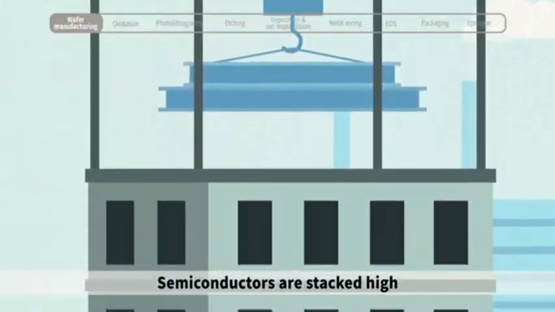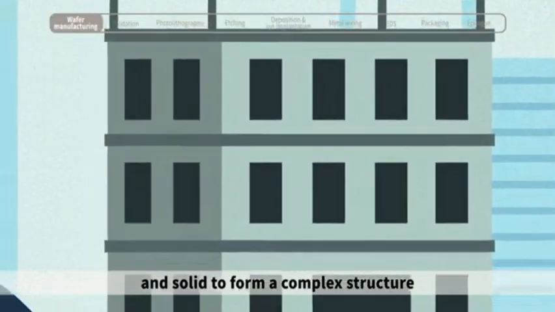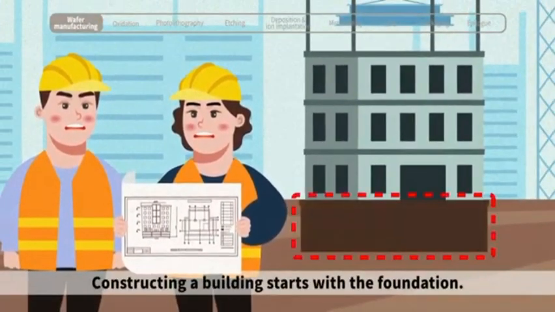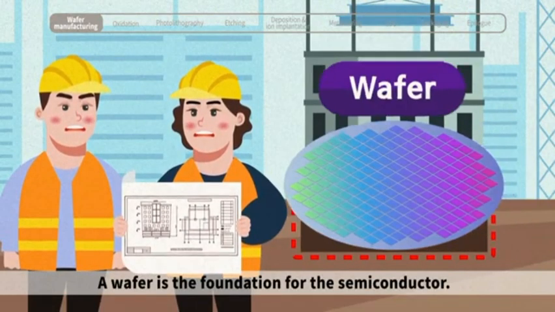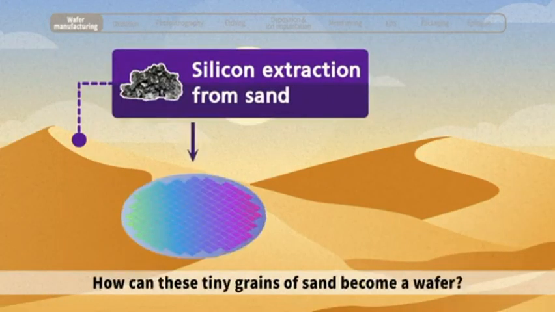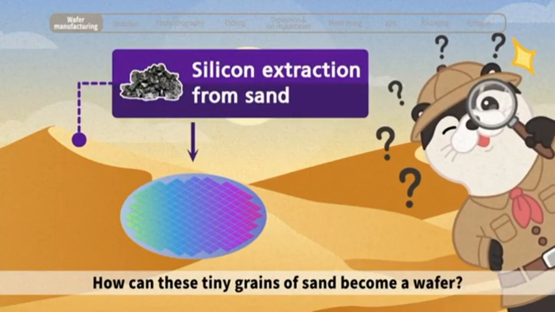Semiconductors are stacked high and solid to form a complex structure similar to a high-rise building. Constructing a building starts with the foundation. A wafer is the foundation for the semiconductor. Most wafers are made of silicon extracted from sand. How can these tiny grains of sand become a wafer?